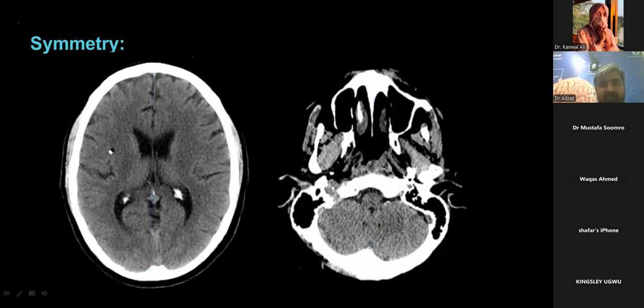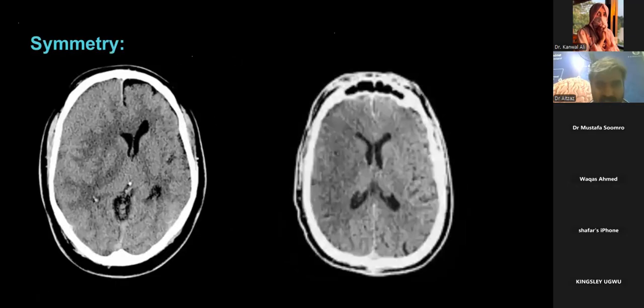Now we have to see the asymmetry. Are these asymmetrical or symmetrical? Asymmetrical, sir. On the left side, what does this show, where is the problem? Sir, the problem is on the right side. Right side, what kind of problem is there? Sir, there is a marked hypodensity. Subacute or chronic subdural hematoma.